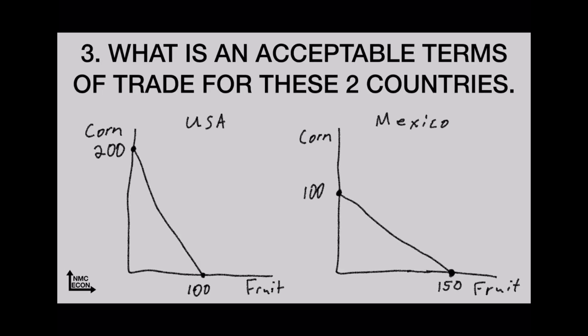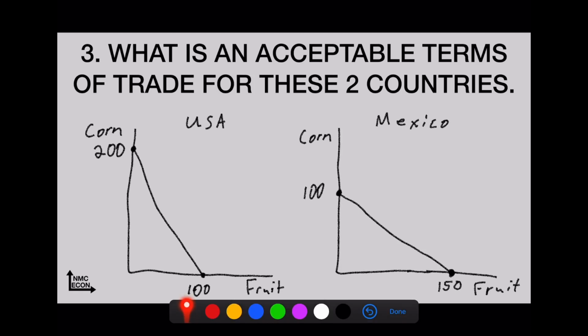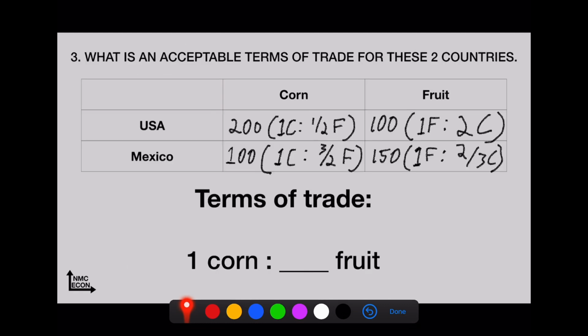There you go. 3. Terms of trade, not just a comparative advantage, but terms of trade. What will a piece of corn sell for in terms of fruit? Pause the video, give it a shot. All right. So real quick review here. Who's going to make corn? Well, who gives up less fruit to make the corn? And that would either be 1/2 or 3/2. That's going to be 1/2.